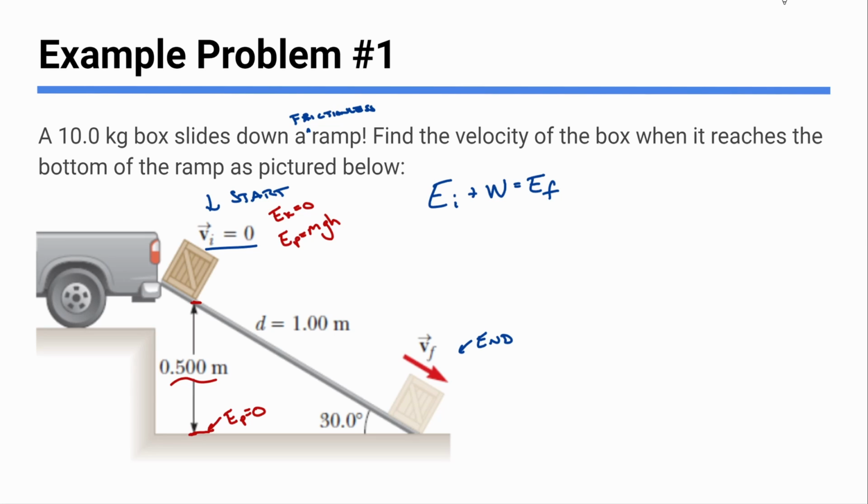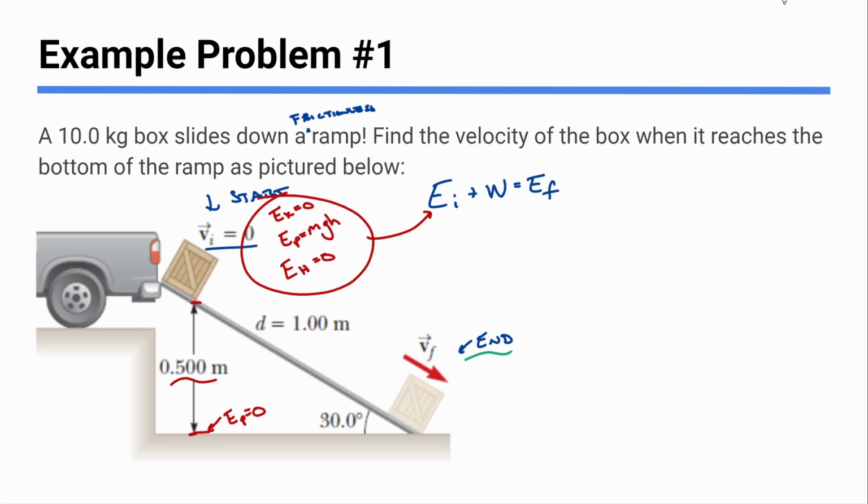Do I have any elastic potential energy? I don't think so. There's no string or spring or rubber band or anything like that happening. It'll be pretty obvious when you have elastic potential energy. Definitely not here. That's the beginning. That's going to be my initial energy. Now let's think about the final energy.